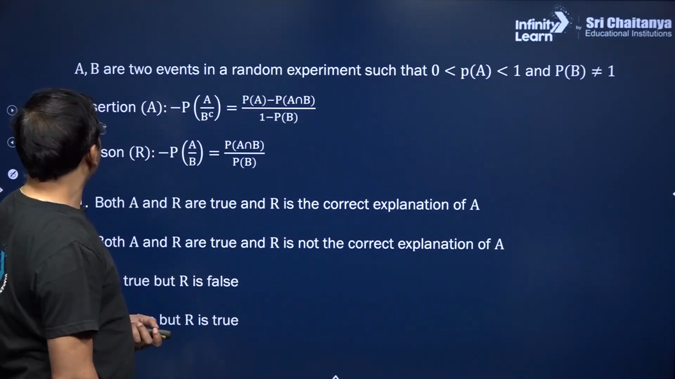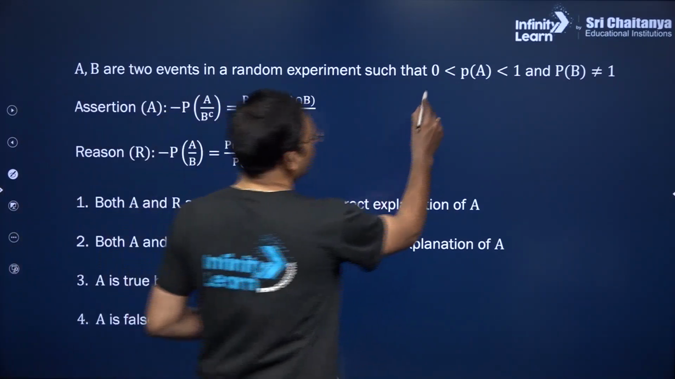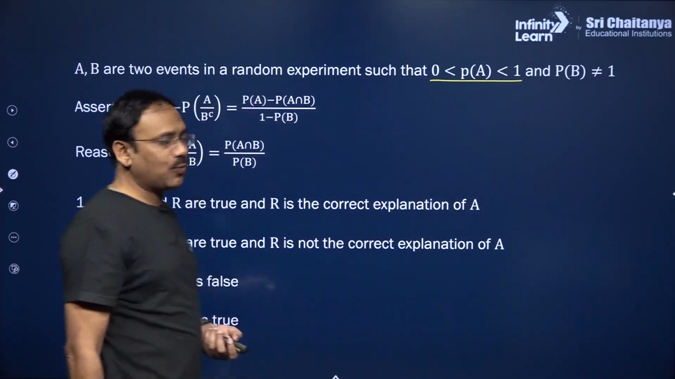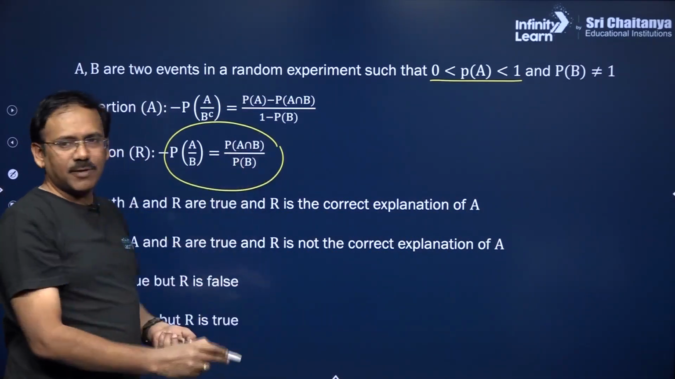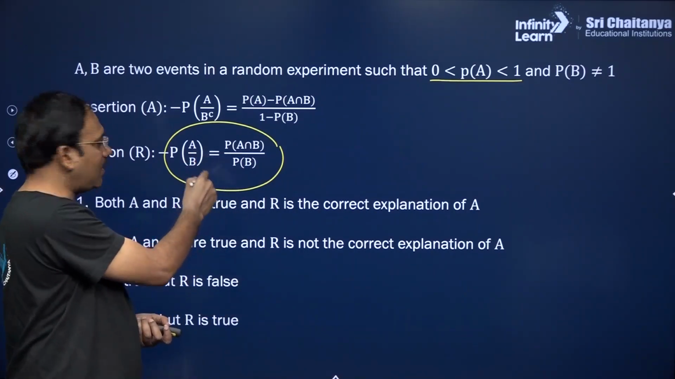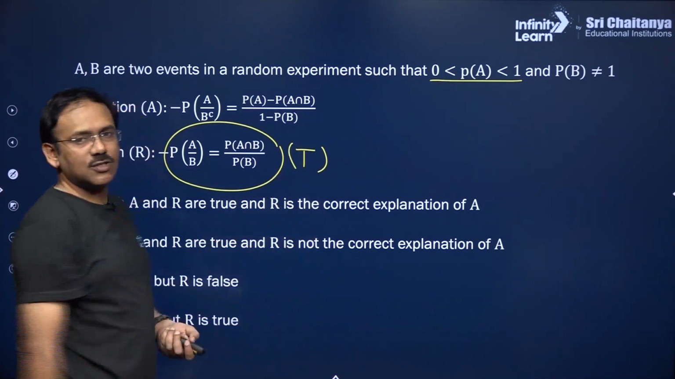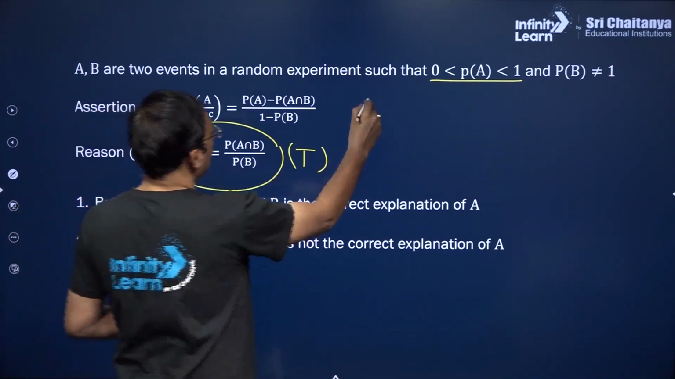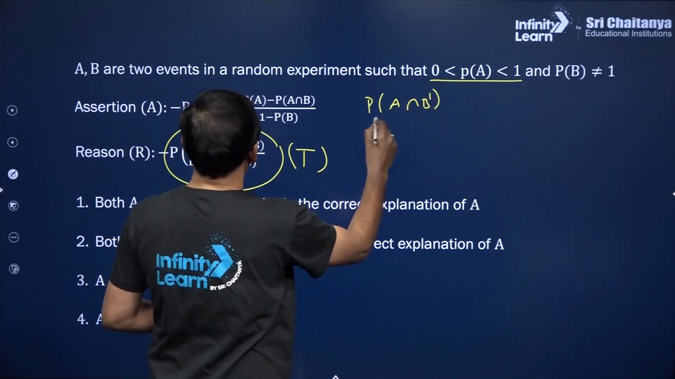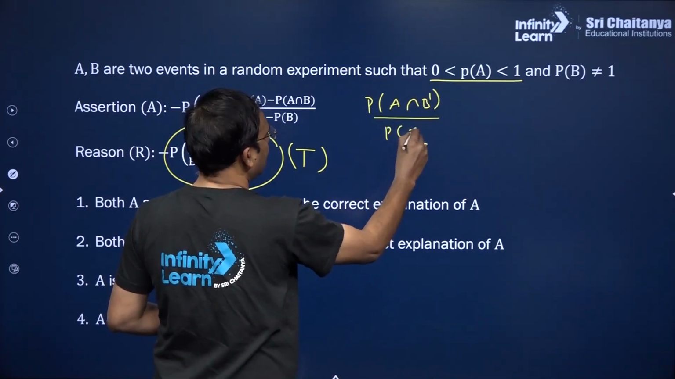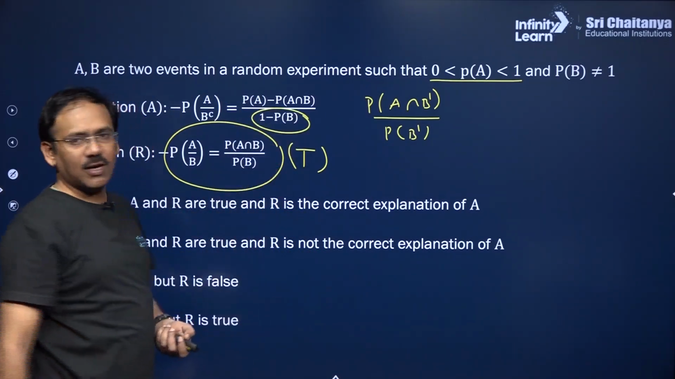Next, my dear friends, you see A and B are two events in a random experiment such that probability of A is between 0 and 1, and he wants, you see, this is the basic definition of conditional probability. P of A given B is P of A intersection B by P of B. It is correct. This statement is true. Even here also, P of A intersection B complement by P of B complement is the answer. P of B complement, you can write 1 minus P of B.